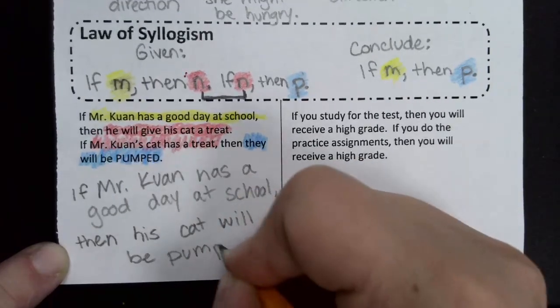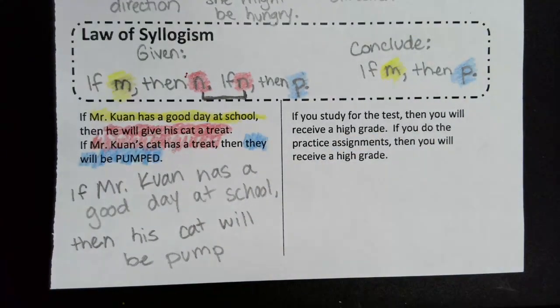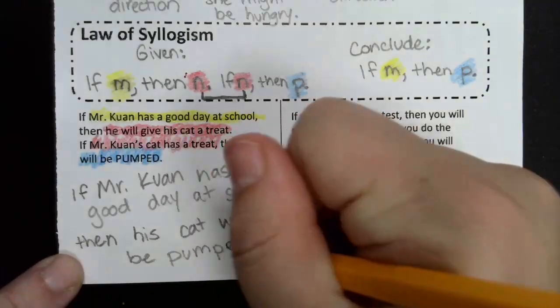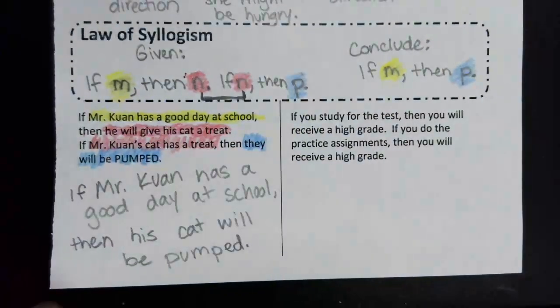I really like how Kivanti, I say your name different every time. Kivanti. Was I? Okay. His cat will be pumped. I liked how he said his cat, not just picking up with they will be pumped. If we wrote Mr. Kwan had a good day at school, then they will be pumped. Do we know who they're talking about with they? No. So to restate it as his cat was really important in this sentence.